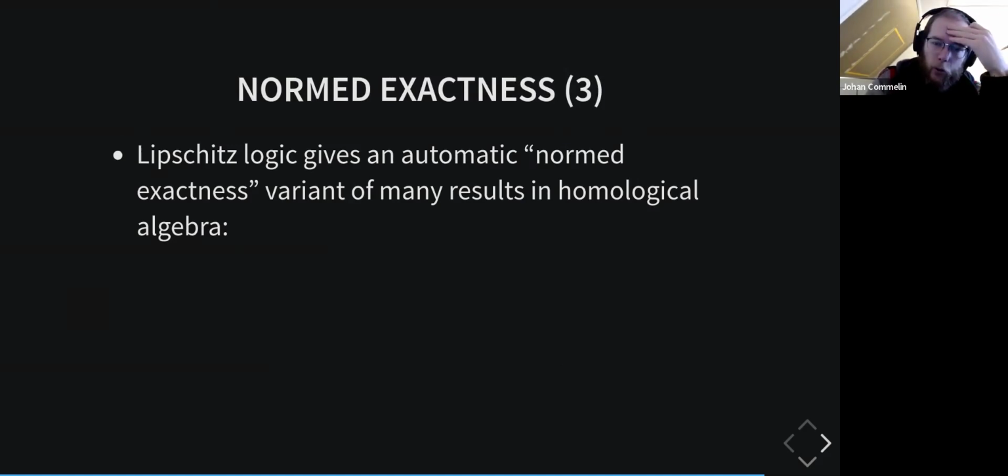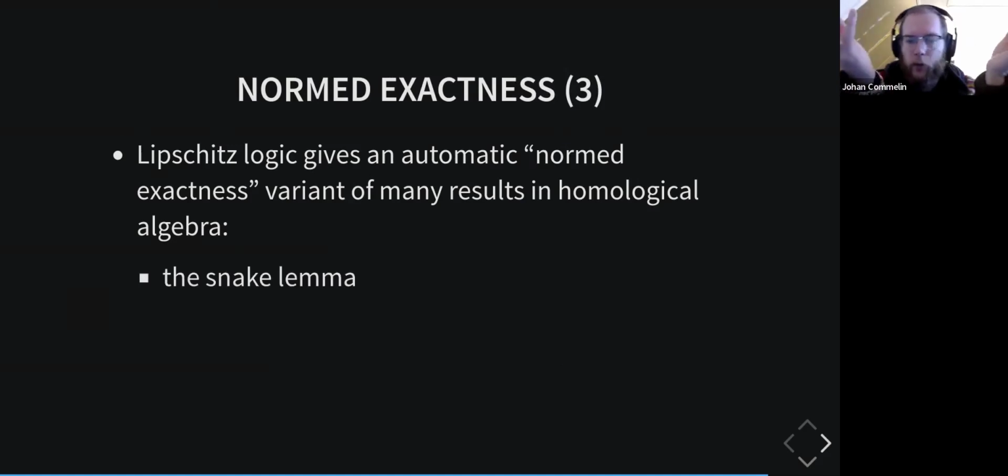And so we can take the statement of the snake lemma, translate it into a statement about normed exactness, and we'll automatically know that that statement about normed exactness is correct. And the reason for this is a pretty high-powered result. It's very closely related to Deligne's completeness theorem for coherent topoi. So there is also a completeness theorem for regular logic.